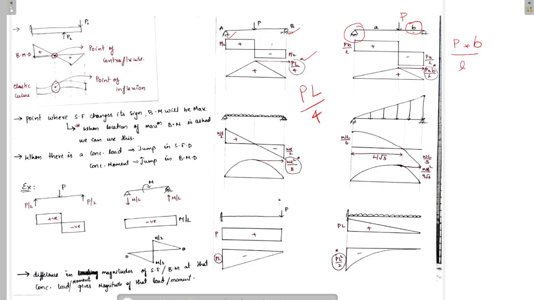The normal procedure to find the reaction is taking the moment at that point as 0. To make it simple, if we remember this way, in order to calculate the reaction at this point, we have to consider this P into the dimension here, A by L. Okay. So these two are the reaction forces here and here. The shear force diagram looks like this.